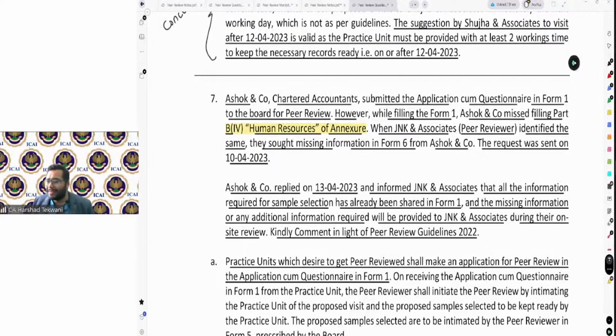If any unit is not able to provide the information, they can submit a letter to the secretary of the peer review board to seek additional time for extending any of the time limit. So they can use Form 7. Form 7 can be used for a joint application also, made by the practice unit and the peer reviewer, for seeking additional time. So you can seek additional time in that case.